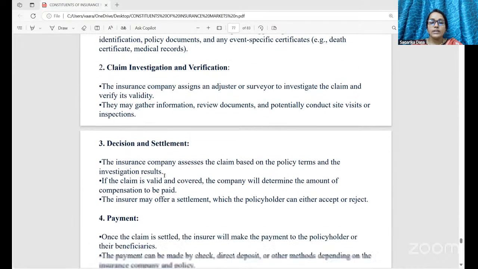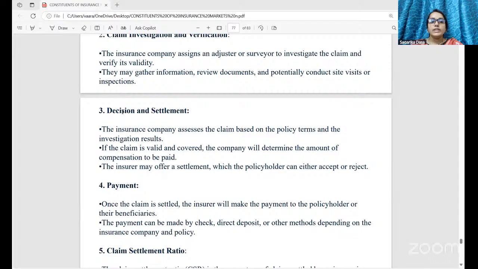This is the second step. Then third one is decision and settlement. The insurance company assesses the claim based on the policy terms and investigation results. After the company receives the investigation results, they will verify the policy terms and conditions and the results. If the claim is valid and covered, the company will determine the amount of compensation to be paid.